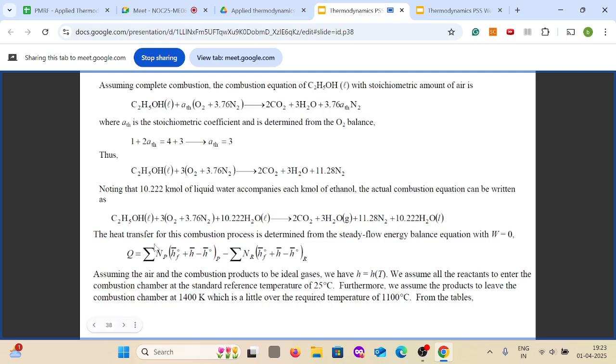So the heat transfer for this combustion process is determined from the steady flow energy balance equation. Q is your enthalpy of product minus enthalpy of reactant. Assuming the air and combustion product to be ideal gases, we assume all reactants enter the combustion chamber at 25 degrees Celsius.